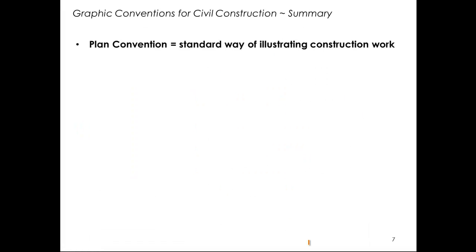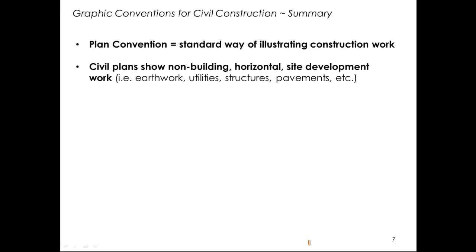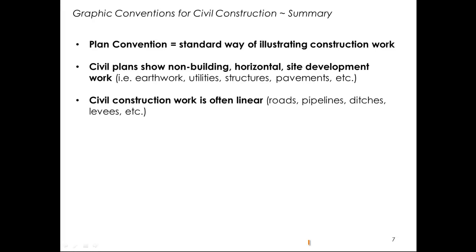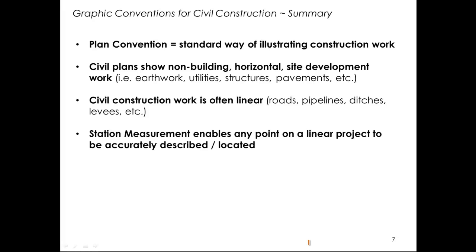Okay, let's summarize what we've just learned. A plan convention is an industry standard way of illustrating something on a construction document. Civil work is non-building work, and it's horizontal in nature. Sometimes civil work can be not only horizontal but linear, that is, fairly long and quite narrow, such as a street or road or pipeline, etc. We learned that by using stationing and left and right offset dimensions, it's possible to locate any point along the work.